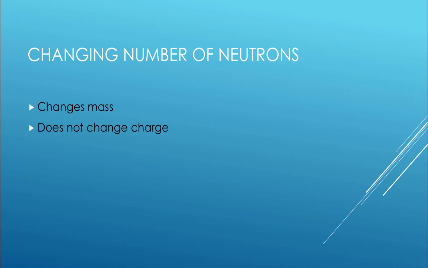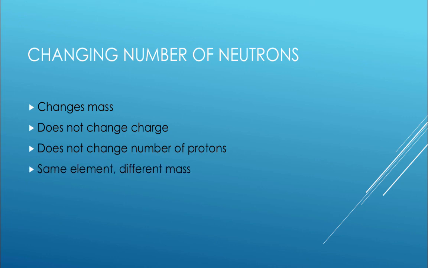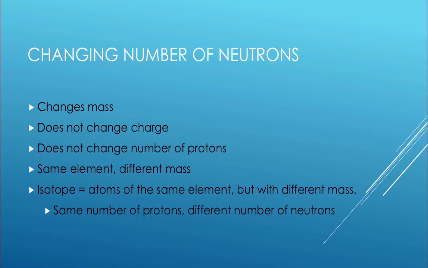It does not change its charge, since neutrons are neutral. It does not change the number of protons, so it remains the same element. The atom is the same element, but it has a different mass. It has the same number of protons, but has a different number of neutrons.